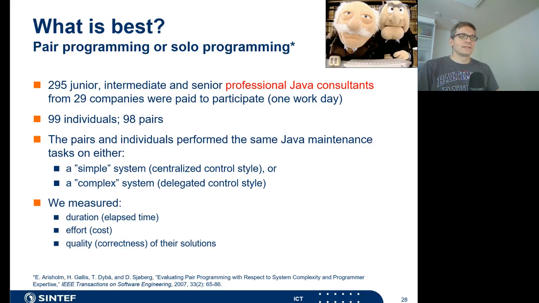The pairs and individuals performed the same Java maintenance tasks on 2 different types of system, one being a simple system with centralized control style, and another one being a complex system with delegate control style. The researchers measured duration, effort, and quality of the solutions.